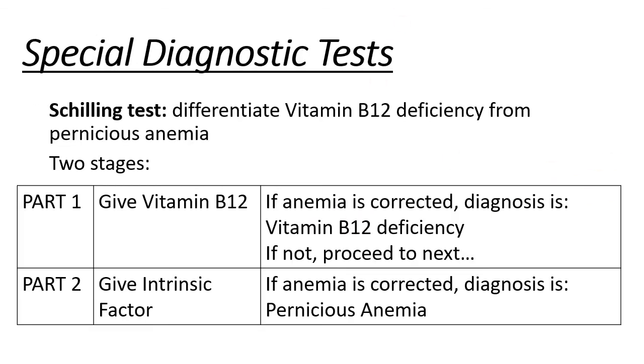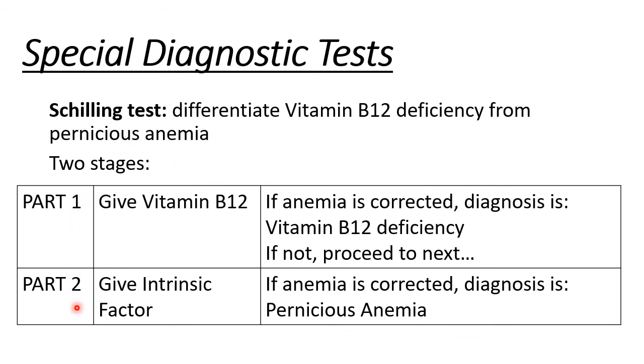Next test is the Schilling's test, and this is a special test to determine or to differentiate your vitamin B12 deficiency from pernicious anemia. Kasi magkaiba ang management ng dalawang ito. Okay? Ang pernicious anemia is an autoimmune disorder, while vitamin B12 deficiency may be caused by pernicious anemia or other causes pa. Okay? So, paano natin ginagawa yung Schilling's test?